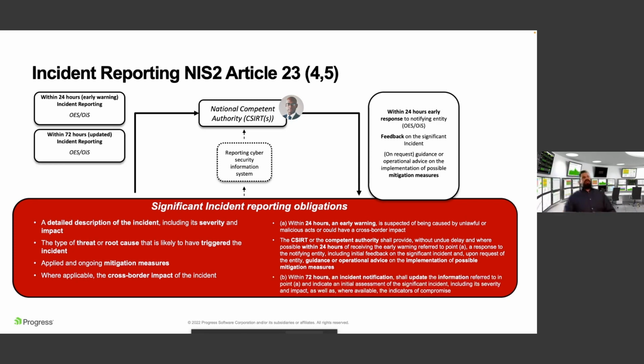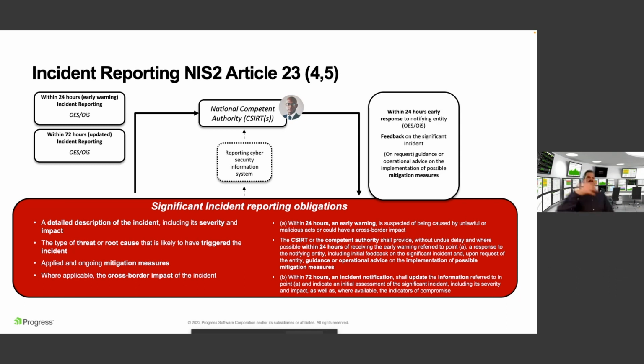Within 72 hours, an updated incident report needs to be submitted, again through the reporting cybersecurity information system. This is all about the fact that the incident is still an ongoing process. So the national competent authority, or the CSIRTs, need to get the update and information referring to this incident.